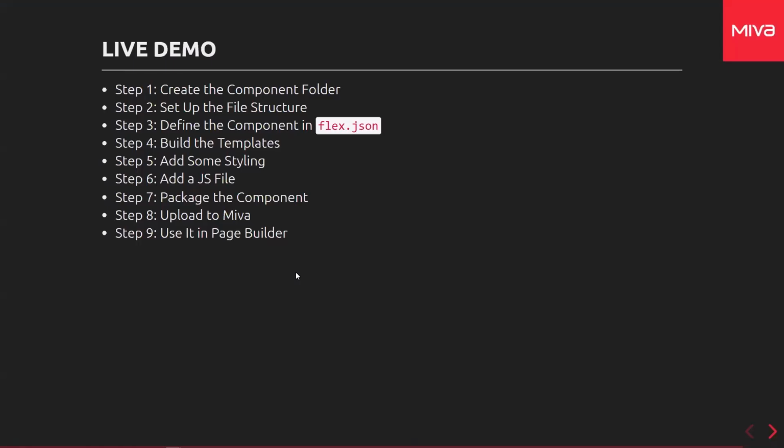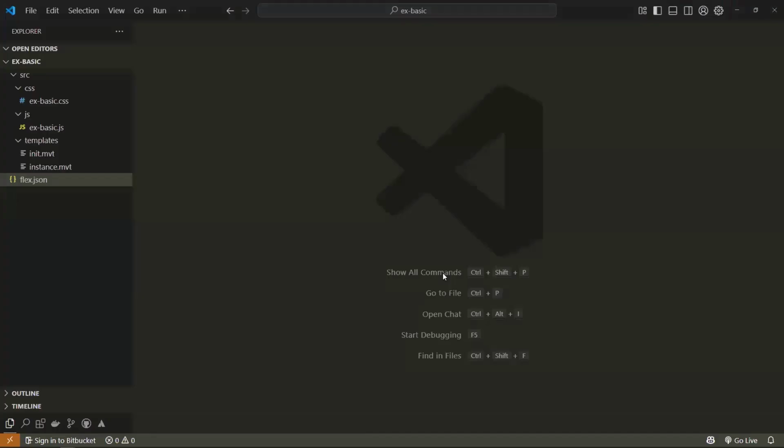These are the steps that I'm going to go through. Within these 9 steps, we should be able to have a Flex component that we can upload to our store. All right, so let's start off by opening up our folder.